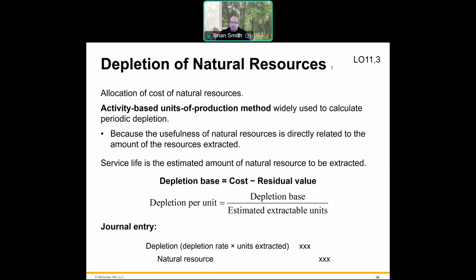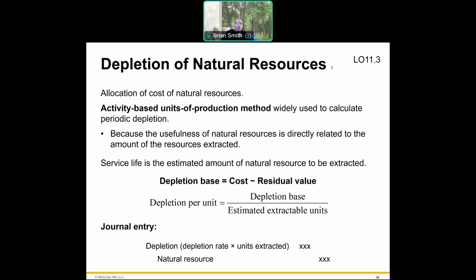All right, natural resources. So we have a depletion base, and I'm looking to see if they're bringing this up. Maybe that's what it is. This is our formula: depletion base divided by how much we think we're going to pull out. And our depletion base is cost minus residual value.